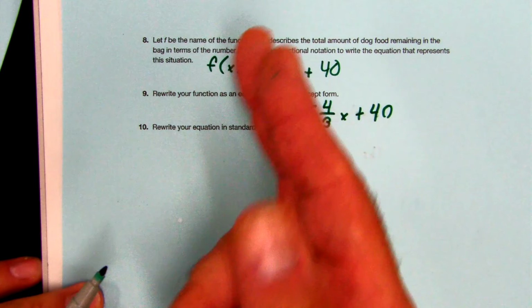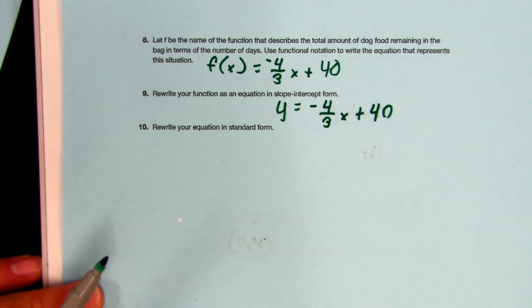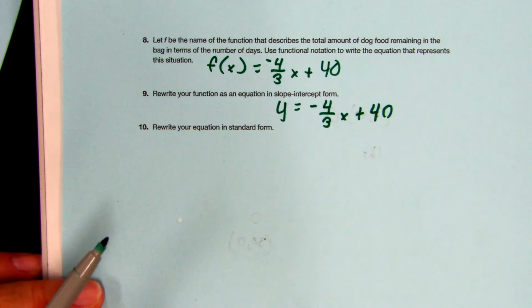What's the only difference between the function notation and slope-intercept form? Instead of using f of x, which is function notation, I just use the letter y. And now they want me to change it to standard form, which means what? I have to do what? Put the... Correct? Put both the variables on one side.